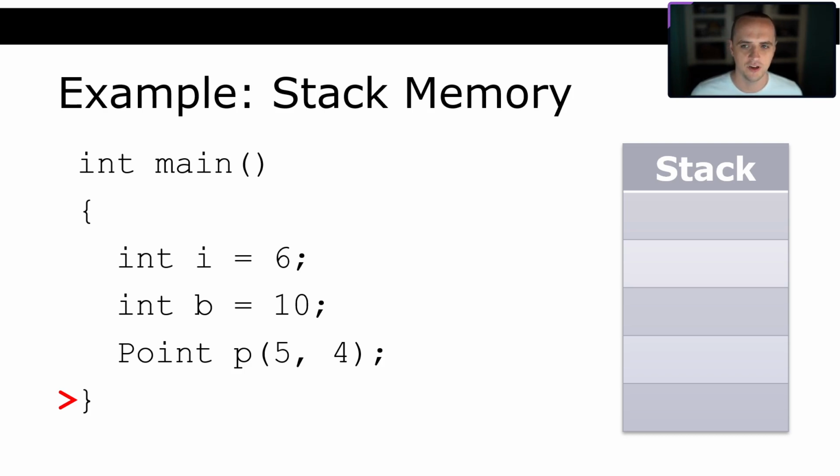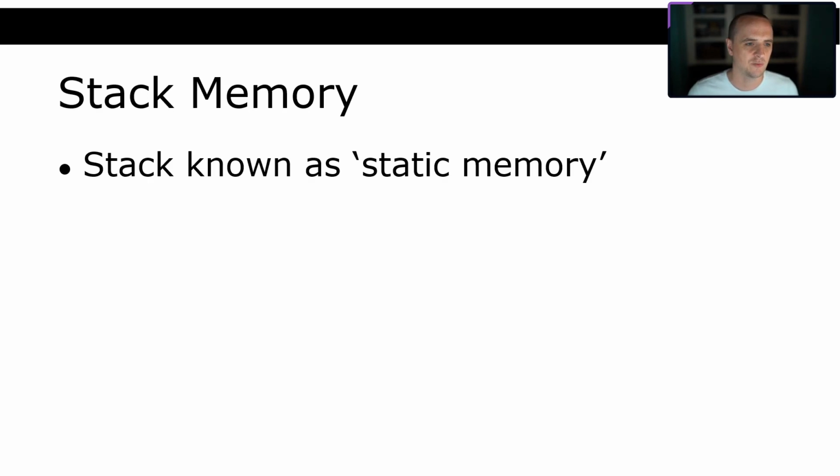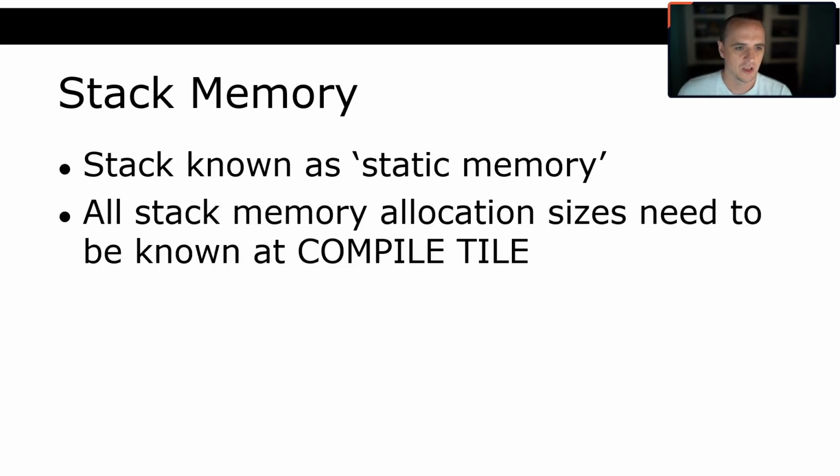That's pretty intuitive. So the stack memory is also known as static memory. All stack memory allocation sizes need to be known at compile time. So if you are ever allocating any memory on the stack, the size of that memory needs to be known at compile time. So what that means is that if you need, let's say, an array which is dependent on some variable for its size, you can't use a variable sized array on the stack. That would have to use the heap.